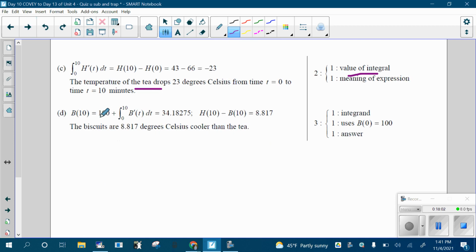It looks like this. You take the starting amount and you integrate the rate to figure out the net change in biscuit temperature from time 0 to 10, and figure out that at the end the biscuit is this hot. Then just answer the silly question they ask, which is how much hotter is the tea than the biscuit? Well, subtract them and figure it out. Anytime they give you a starting amount, a rate, and they ask for an ending amount, that's the fundamental theorem. You integrate the rate to figure out the net change between the bounds. Cool. And I think this is a really standard FRQ relating to this stuff.